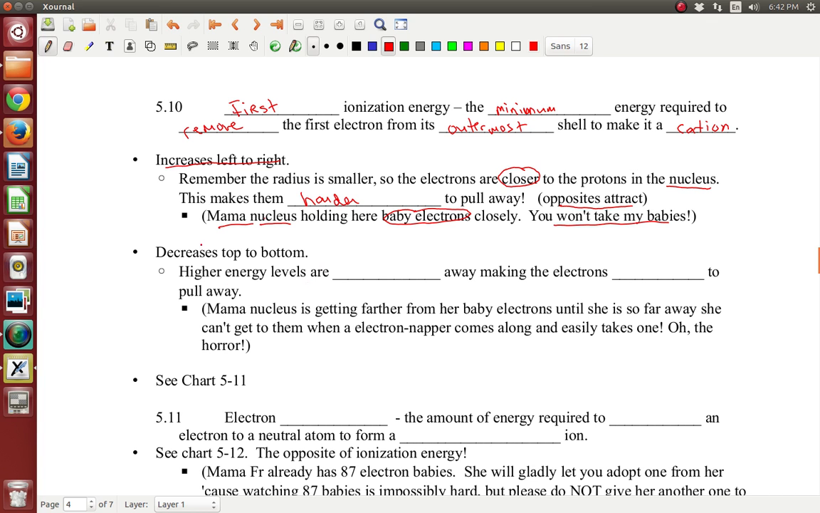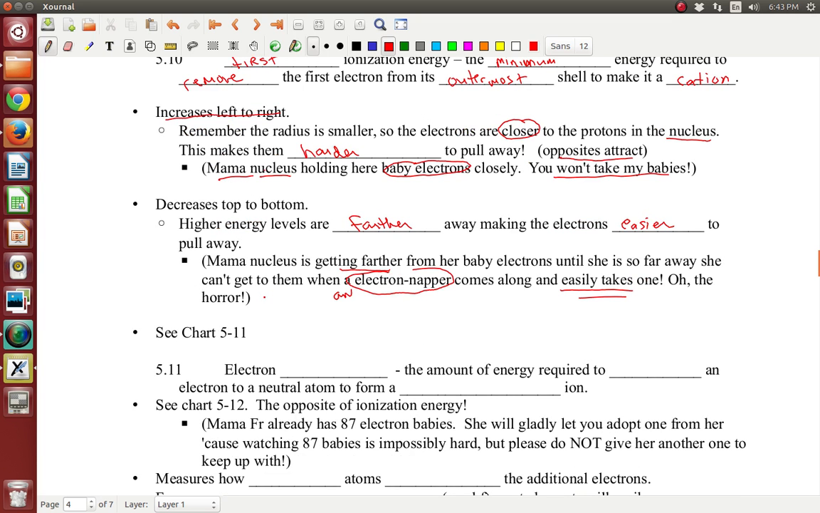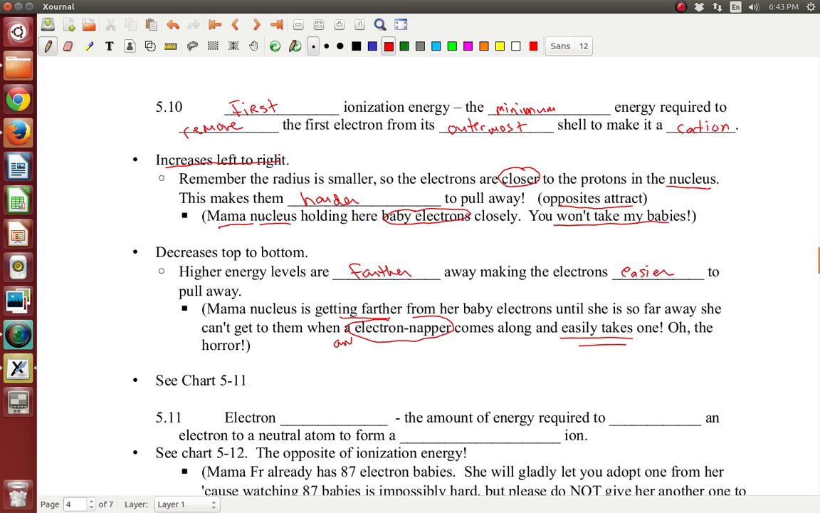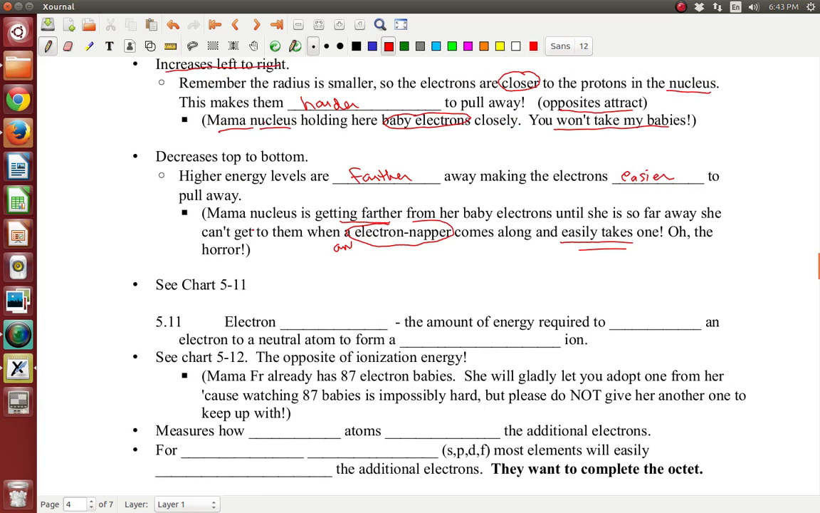Okay? The first ionization energy decreases from top to bottom. So higher energy levels are farther away, making the electrons easier to pull away. Mama nucleus is getting farther from her babies until she is so far away she can't get to them, and an electron napper comes along, and easily takes one of them. Okay? So the farther the electrons are from the positive nucleus, the easier it is to take them. So as the radius gets bigger, the first ionization energy gets smaller. It takes less energy to steal the babies.